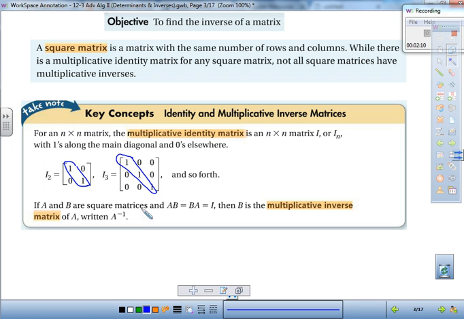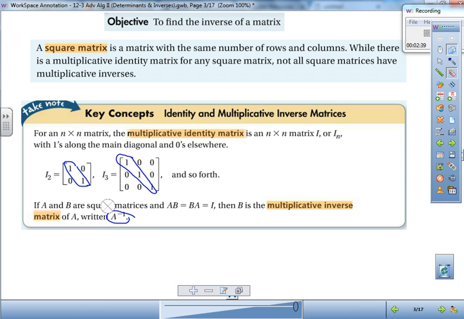This last piece just says if they're square, so 2 by 2, 3 by 3, 4 by 4, AB is equal to BA is equal to I, that identity matrix. If that's the case, then B is the multiplicative inverse. And it's written like this, just like it was with sine, cosine, and tangent.